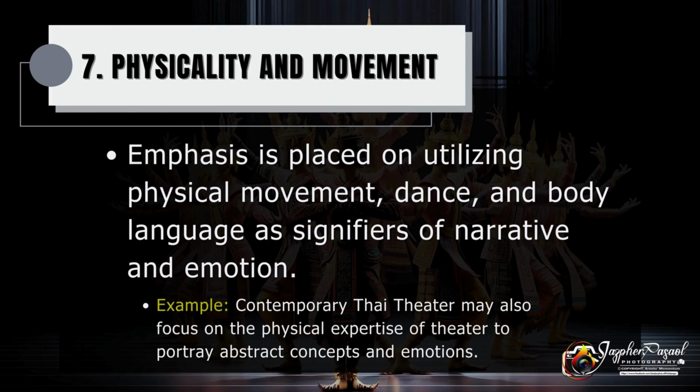7. Physicality and movement. Emphasis is placed on utilizing physical movement, dance, and body language as signifiers of narrative and emotion. Example: contemporary Thai theater may also focus on the physical expertise of theater to portray abstract concepts and emotions.